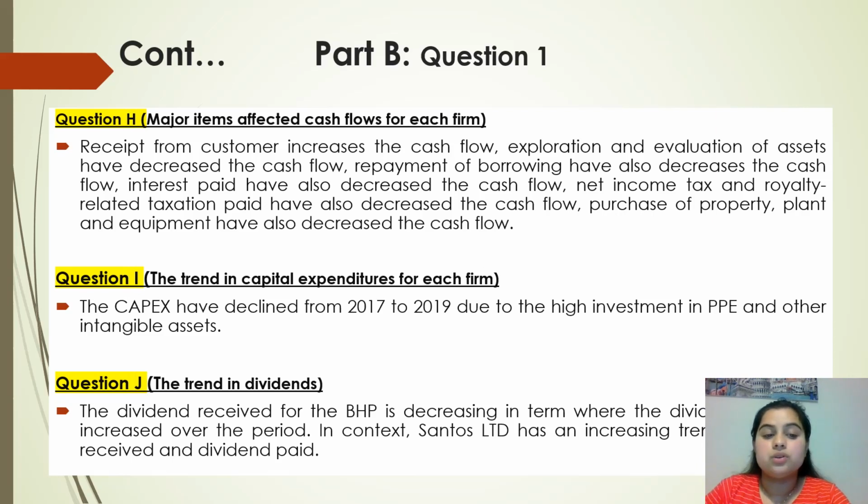The next is question J, the trend in dividends. The dividend received for BHP is decreasing, whereas the dividend paid increased over the period. In contrast, Santos Limited has an increasing trend in dividends received and dividends paid.